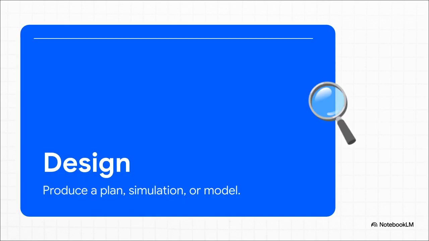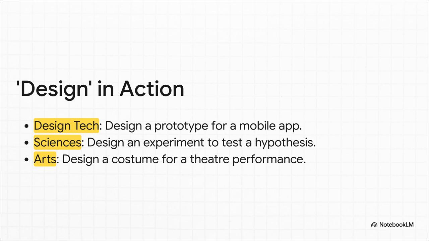And now, for the top of our staircase, we've got our level 5 terms, like design. This is where it all comes together. Students take everything they know, what they remember, understand, and can analyze, and they synthesize it all to create something completely new. It's about making a plan or a model to solve a real-world problem. And this is where we see knowledge in action. Whether it's designing an app, an experiment, or even a costume for a play, students are actively creating and applying what they've learned in a really tangible way. This is, without a doubt, the peak of cognitive engagement.